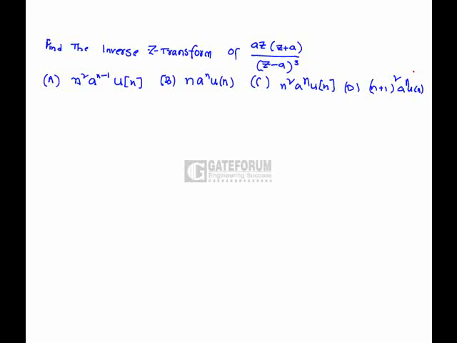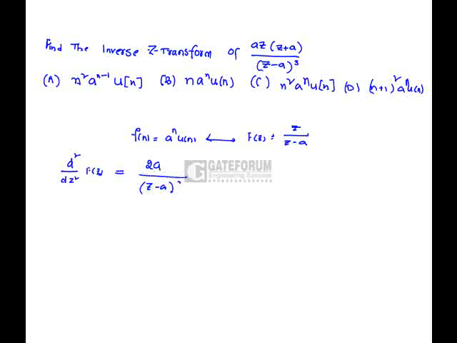The inverse Z transform of a given expression, that is az into (z plus a) divided by (z minus a) whole cube. Here f of n, suppose a^n u of n, whose Z transform is f of z is z by z minus a. If we find d square by dz square of f of z, we will get this as 2a by (z minus a) whole cube.